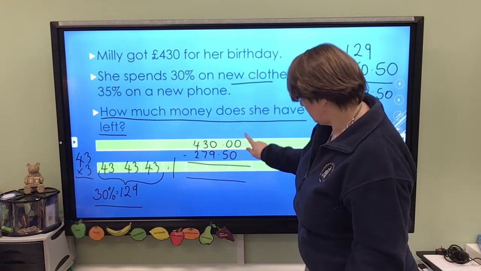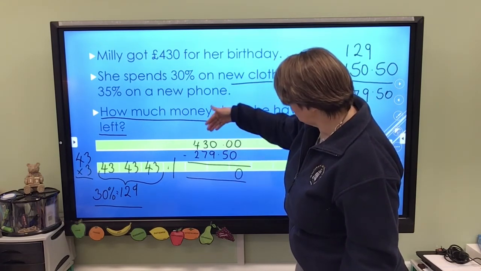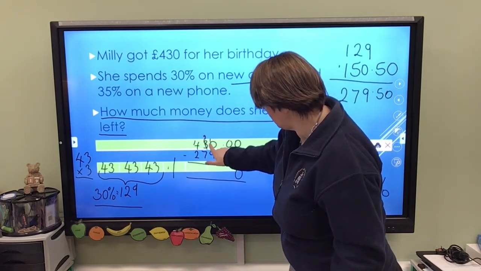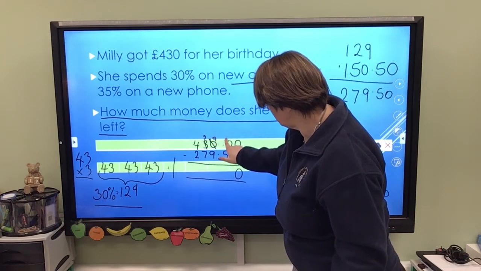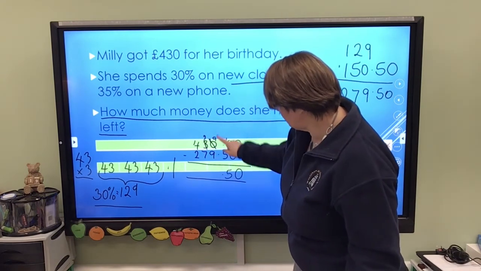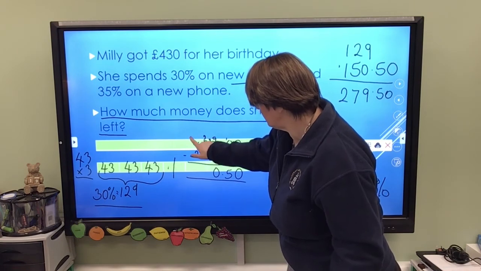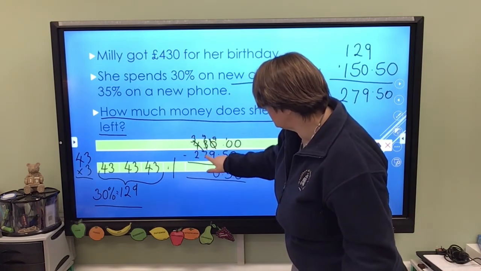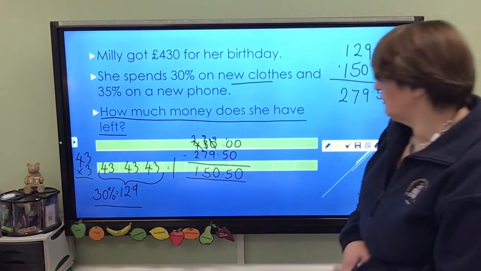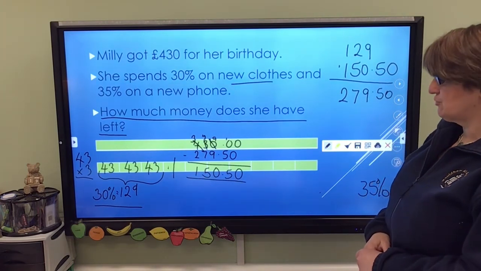So 0 from 0 gives me 0. 5 from 0 I can't because there's nothing there. Can't exchange next door, so I'm going to go here, put that to 2, make that a 10, and exchange 1 over. 5 from 10 is 5. 9 from 9 is 0. 7 from 2, again I can't do that, so I'm going to have to exchange there. 7 from 12 I can now do, it's 5. 2 from 3 is 1. And she's now got 150.50 left. And that is answering the question.